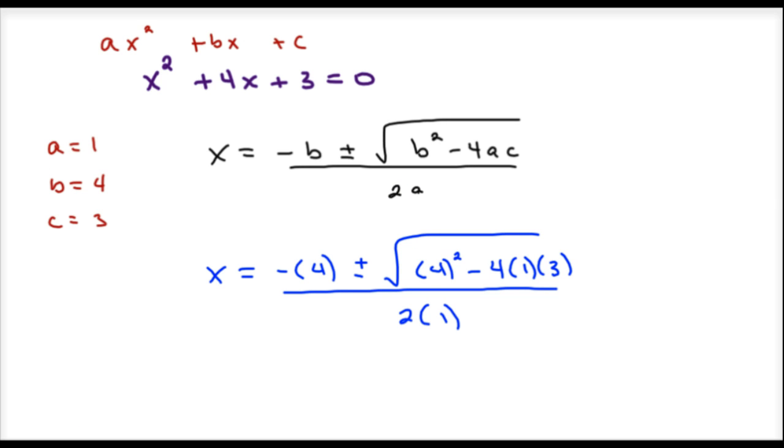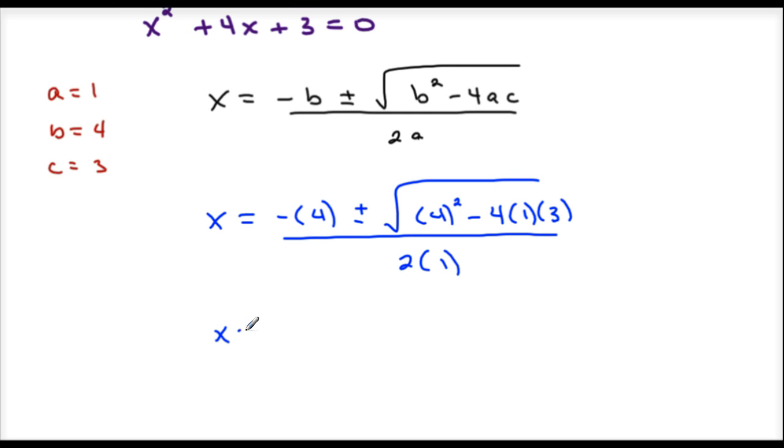All right, so the next piece here is just computation. x equals -4 plus or minus the square root. What's 4 squared? 16 minus.